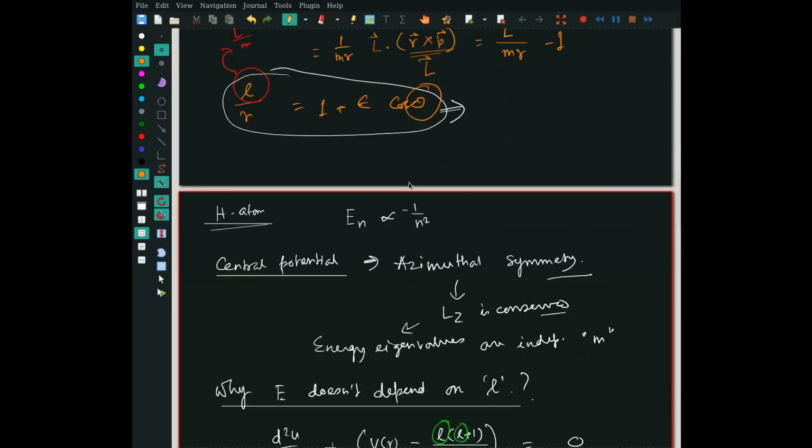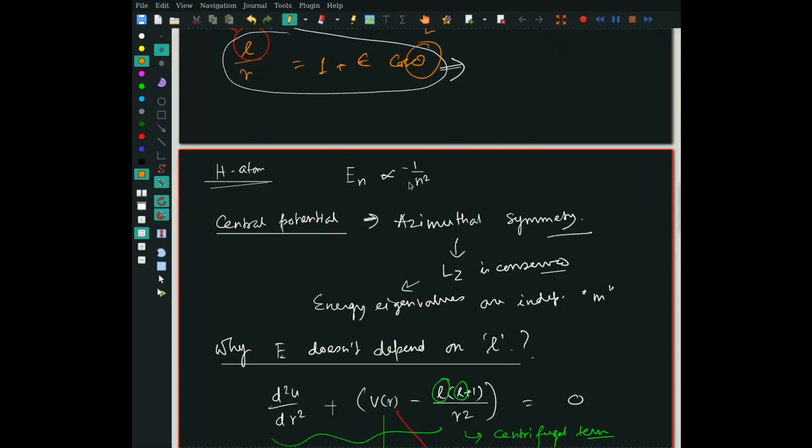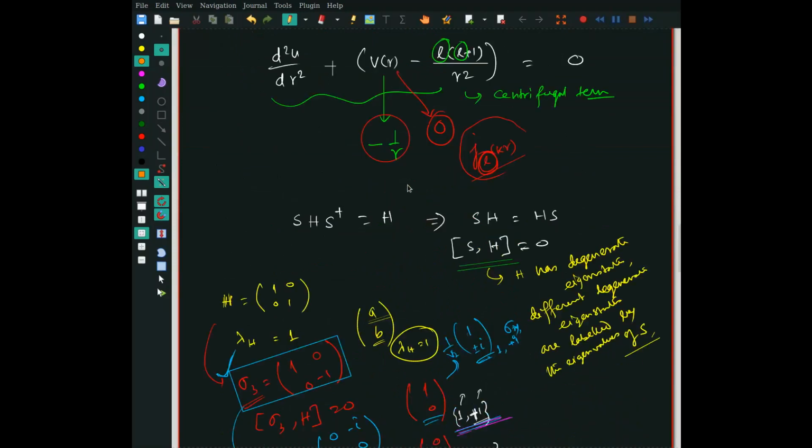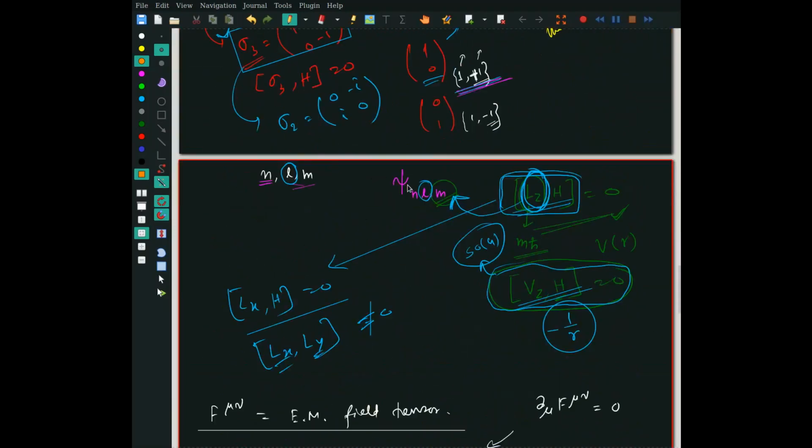Have you been introduced to F mu nu yet from your electrodynamics course? No, not yet. All right, then I would suggest that you should self-study these things. At least people who are thinking about doing theoretical physics should self-study this. Which book are you following for classical electrodynamics? You are following J.D. Jackson's book.